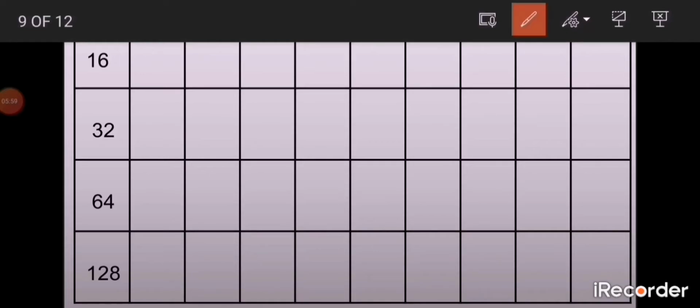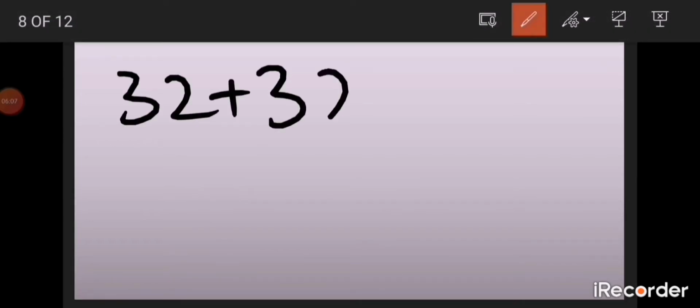So, double of 16 here is 32. Now, what is the double of 32? Again, we write 32 plus 32. Put the place value ones and tens. Ones and tens.